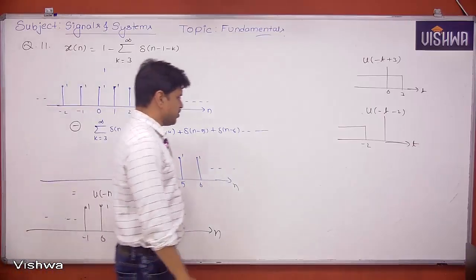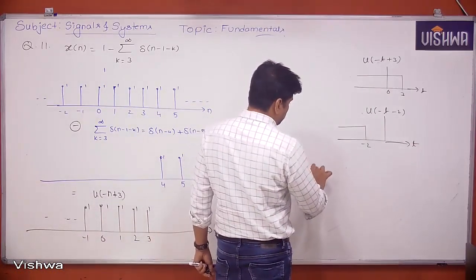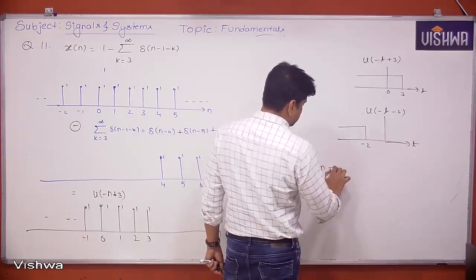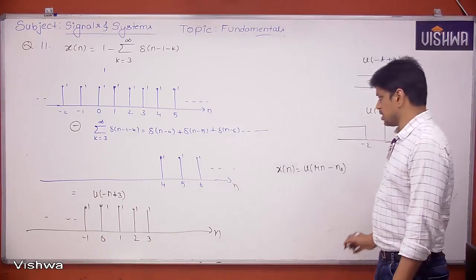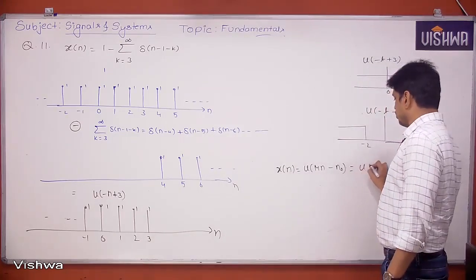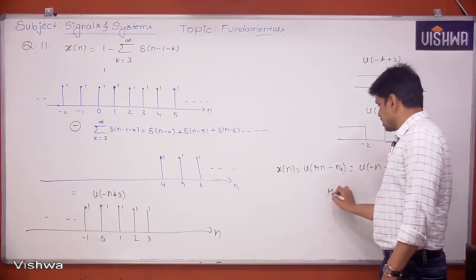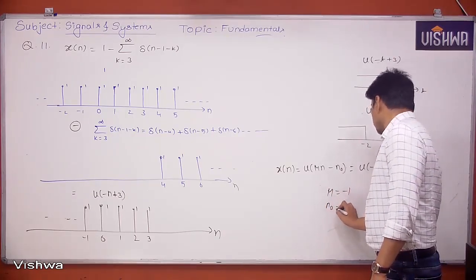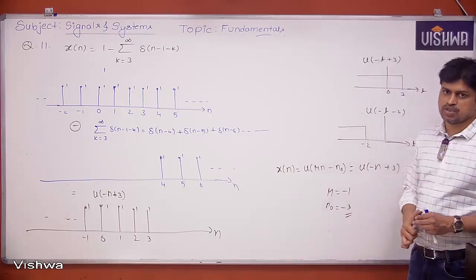Already given x(n) is equal to u(M minus n minus n naught), which is nothing but u(minus n plus 3). So from this, what is the capital M value? Minus n. What is the n naught value? Minus 3. This is the final answer we are going to get. Okay, take it.